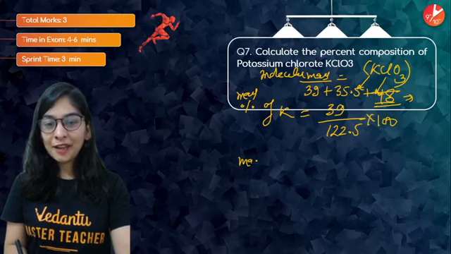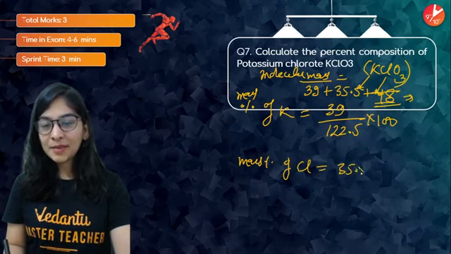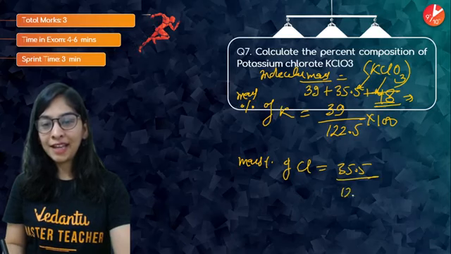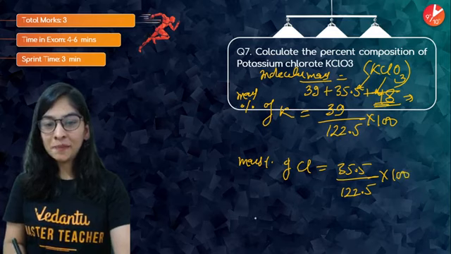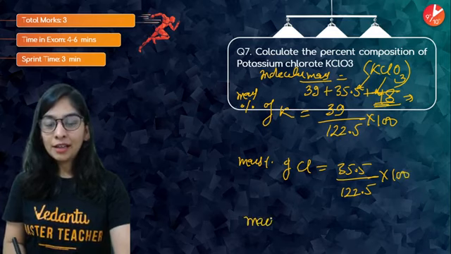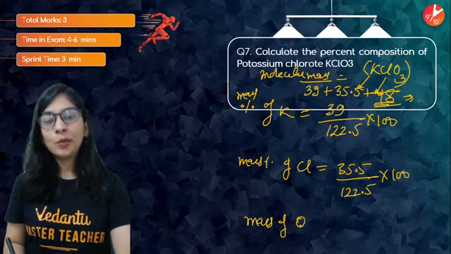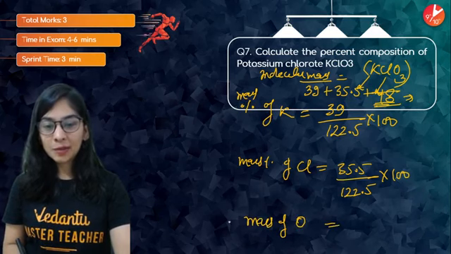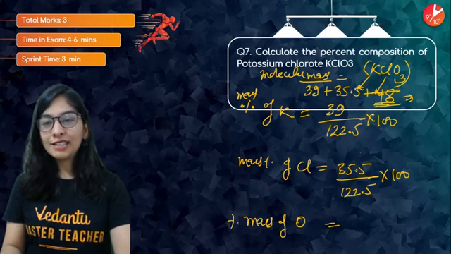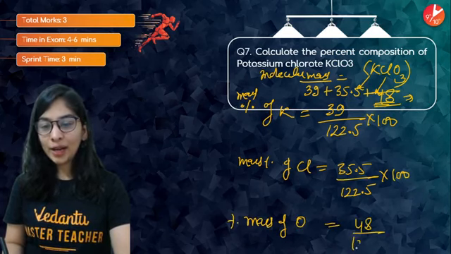Same if you want to do the mass percentage of chlorine. One chlorine atom has a mass of 35.5. This is the total mass that you can calculate from here. And by multiplying by 100, that's what we are doing. We are calculating the mass percentage. And 3 oxygen, 1 is 16, 3 is 48, divided by 122.5 into 100.